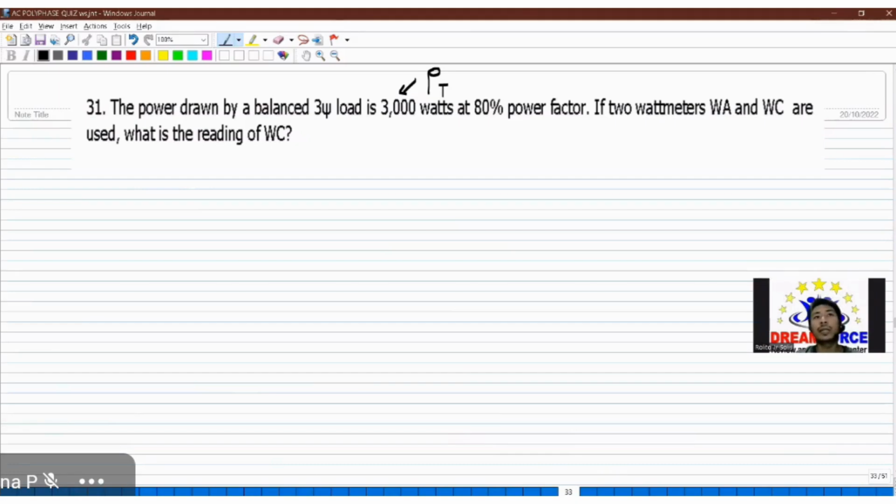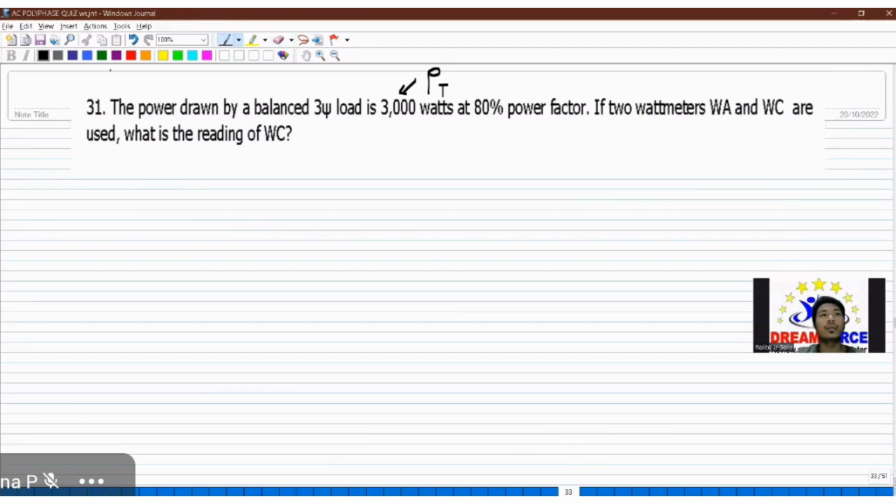So wag po kayong magtaka. So sir, bakit 3-phase yan, tapos dadalawa lang yung power rating sa metro natin? Tama naman po, no? Kasi kaya nga 2 wattmeter, no? So yung common coil natin, which is B, 0 po yung power doon. Kaya talagang tama lang po yan. So B yung common natin, coil.